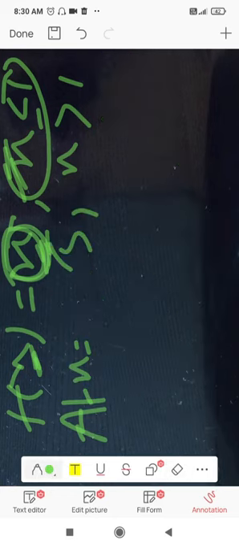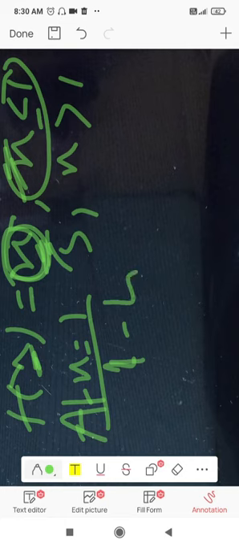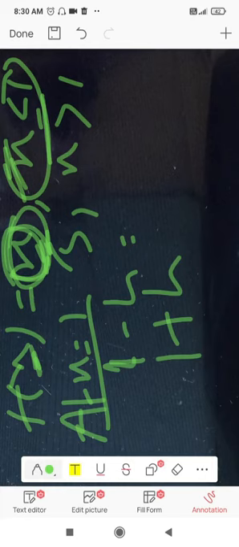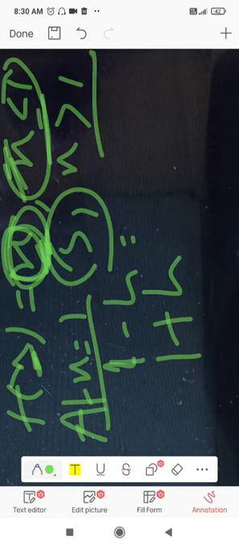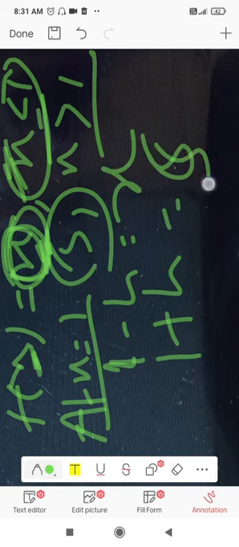Hope you understood. Now let us check at the point 1. For 1 minus h, the left-hand limit, that means 1 minus 0.0001, which will be 0 point something, which is less than 1. So for that, we have to use this function x. And for 1 plus h, that means 1.0001, which is greater than 1, so we have to use 5. That means for the left-hand limit we have to use x, and for the right-hand limit we have to use 5. Two different functions. So in this case, we have to take the left-hand limit and the right-hand limit.